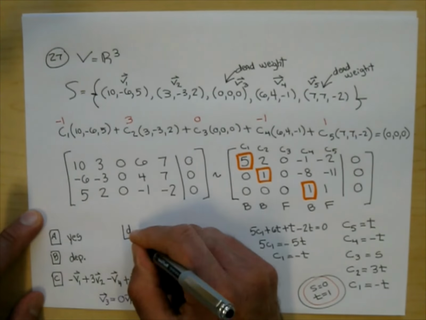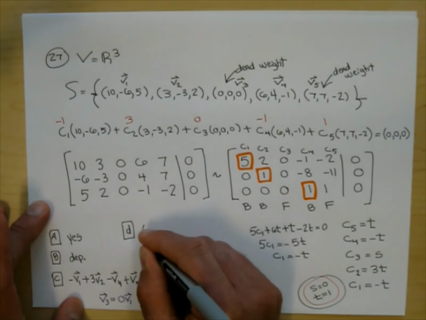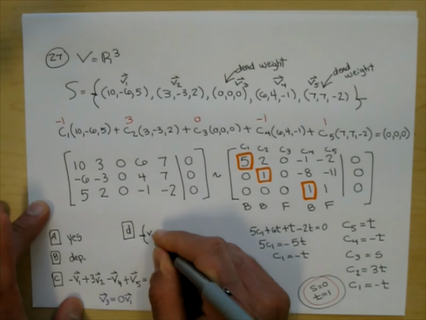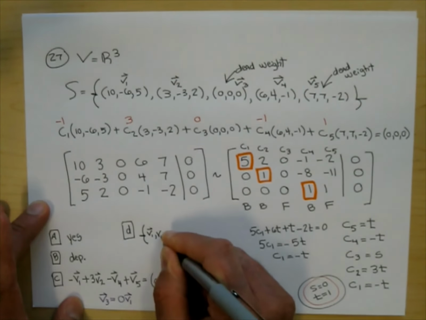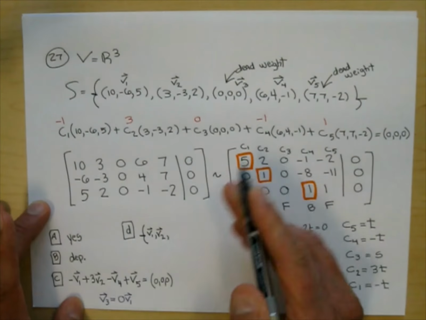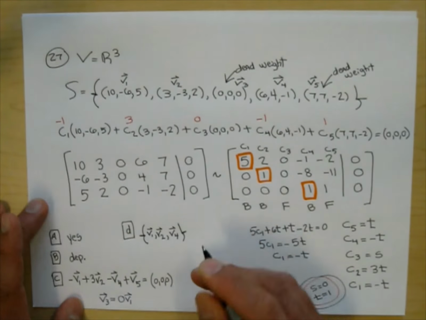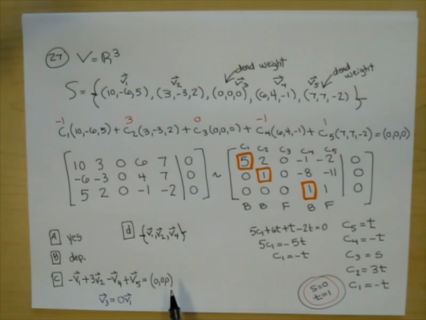Part D says, if you have a dependent set, and we do, then find an independent set of vectors that spans the same subspace of V as that spanned by S. So if you kick out all the dead weight, you just have V1, V2, and then V4. So that's a good rule of thumb to kick out all the dead weight.